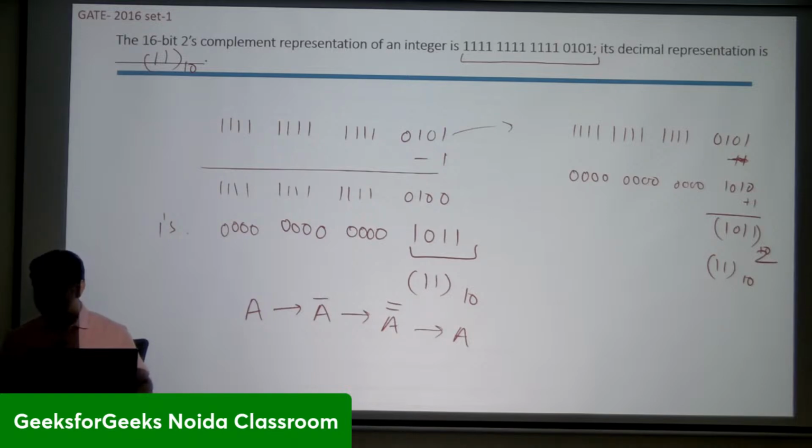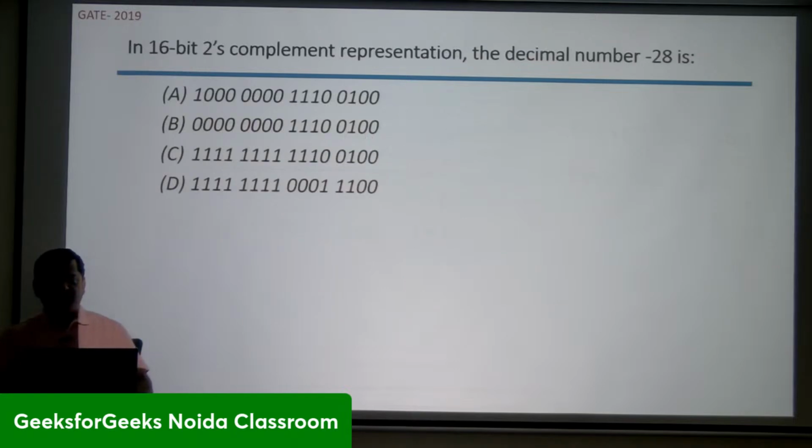Is that clear? Go to the next one. In 16-bit 2's complement representation of the decimal number minus 28, just let me know the procedure.